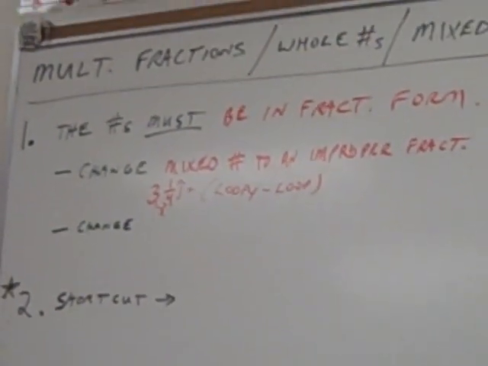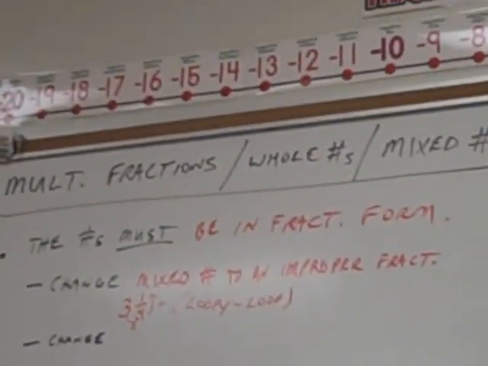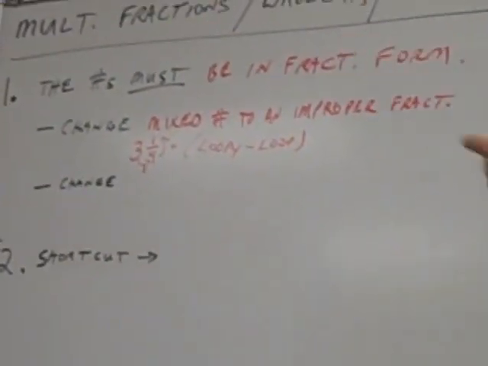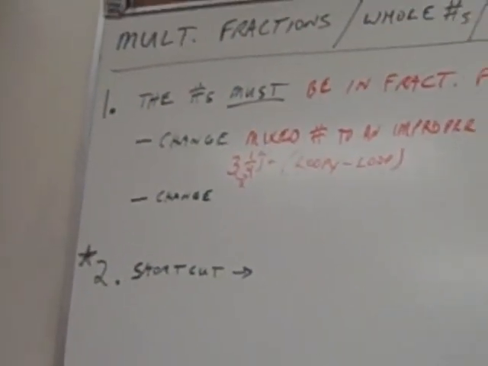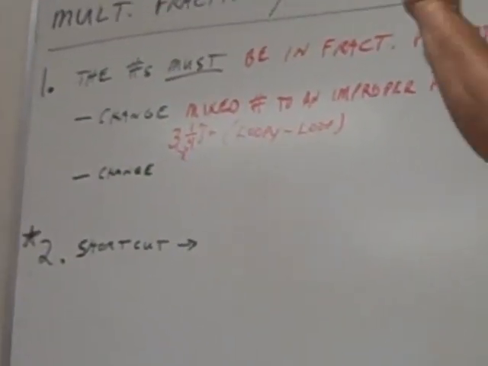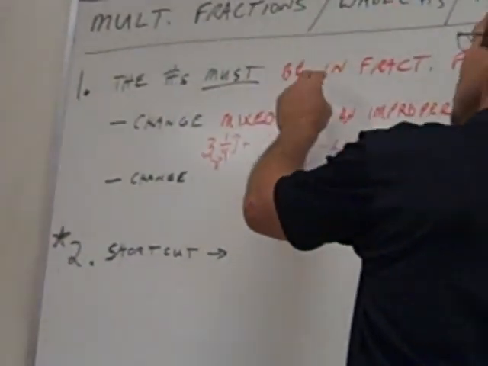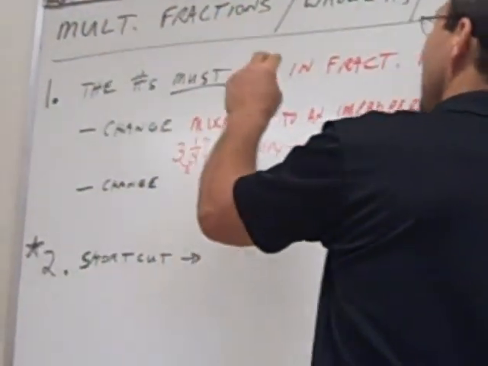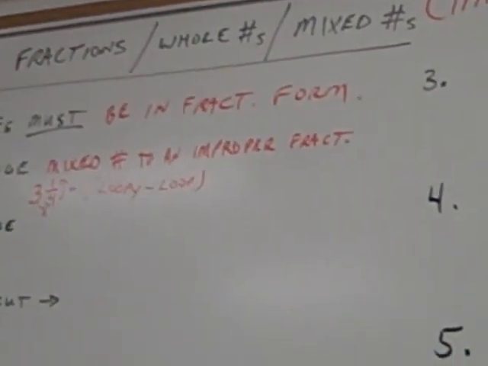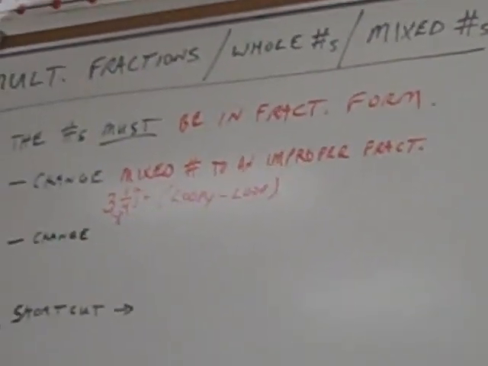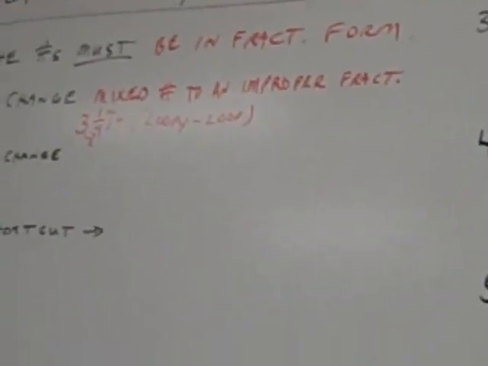So when we start working these problems, especially when we get to that sideboard, because I don't see any mixed numbers over here, we're going to have to change that mixed number into an improper fraction, because you cannot multiply fractions unless they're in fraction form only. They've got to be fractions. So we might have to do some changing first.